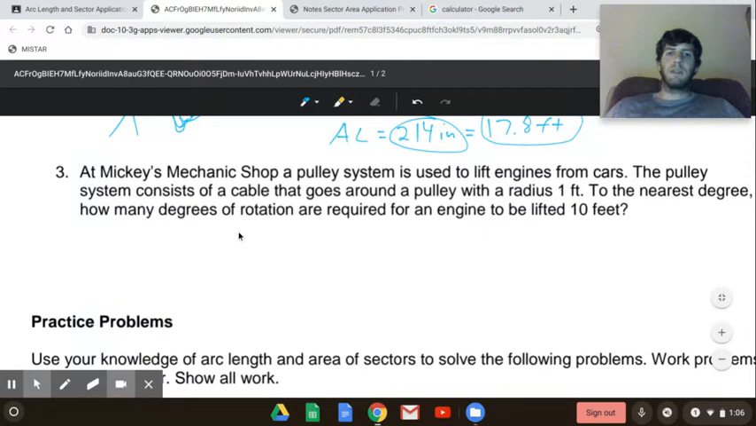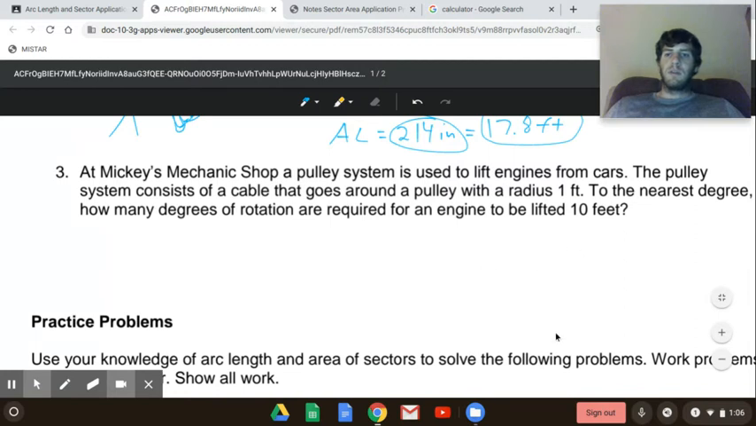Okay, at Mickey's mechanic shop, a pulley system is used to lift engines from cars. The pulley system consists of a cable that goes around a pulley with a radius of 1 foot. To the nearest degree, how many degrees of rotation are required for an engine to be lifted 10 feet?